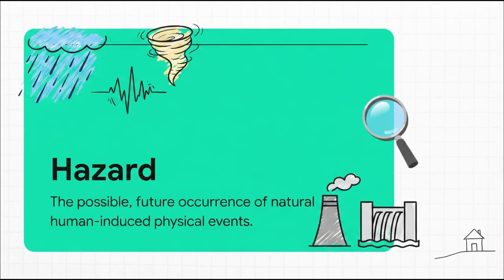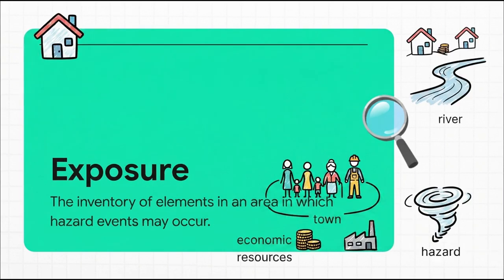First up is the hazard. The IPCC defines a hazard as the possible future occurrence of natural or human-induced physical events. Basically, it's the physical event itself. The heavy rain falling, the ground shaking, the wind howling. It's that initial spark we talked about. On its own, if a hazard happens in a completely empty, uninhabited field somewhere, it isn't a disaster at all. It's just weather.